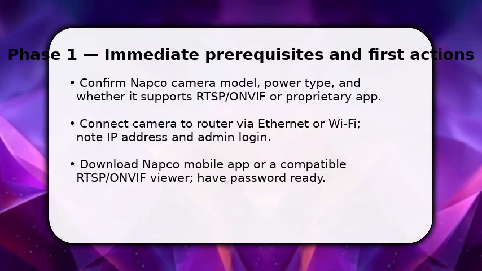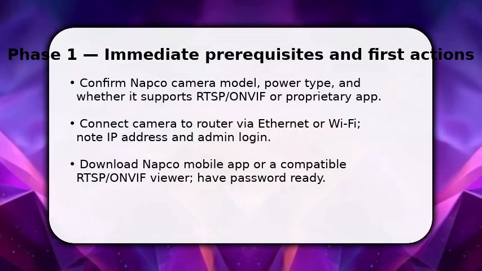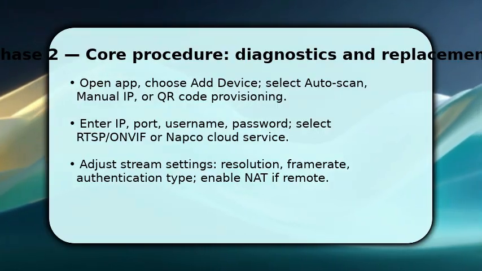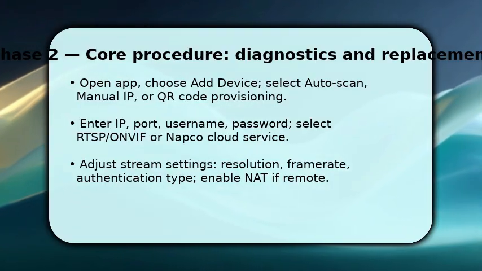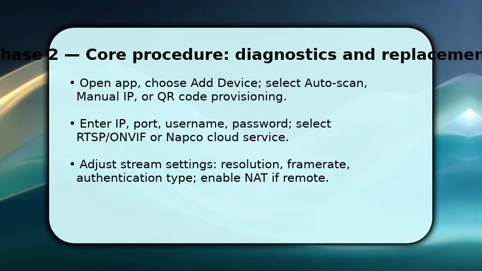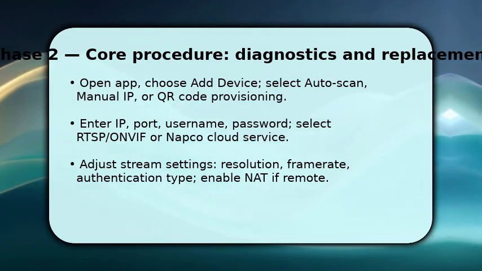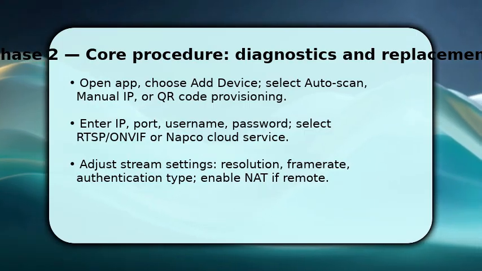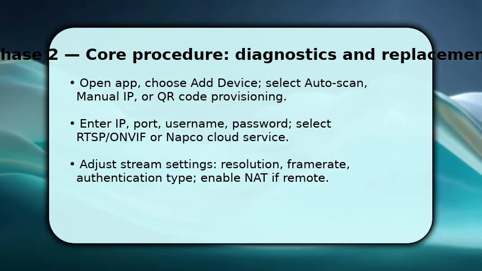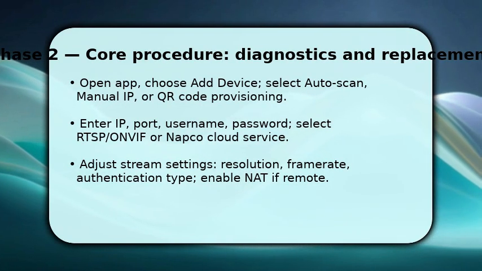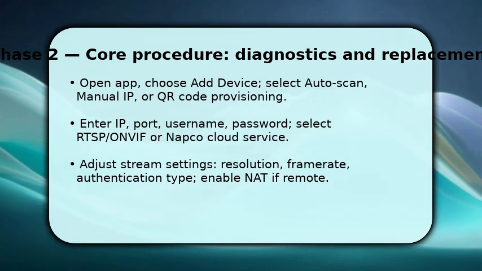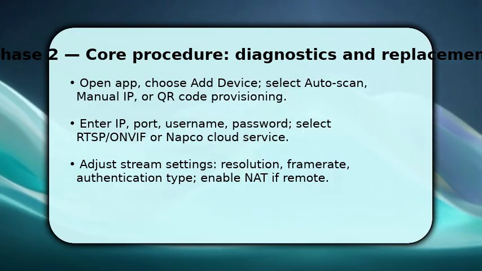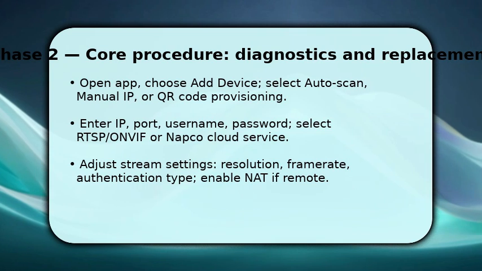You now link the camera inside the app. Choose Auto Scan if the phone is on the same LAN or manual IP entry when you need precision. Enter the camera IP, port, usually 554 for RTSP, username and password. This authenticates video access. If the camera supports Napco Cloud provisioning, use that for easier remote access. Otherwise, enable ONVIF/RTSP in its web UI. Make sure to set stream resolution and frame rate to balance bandwidth.